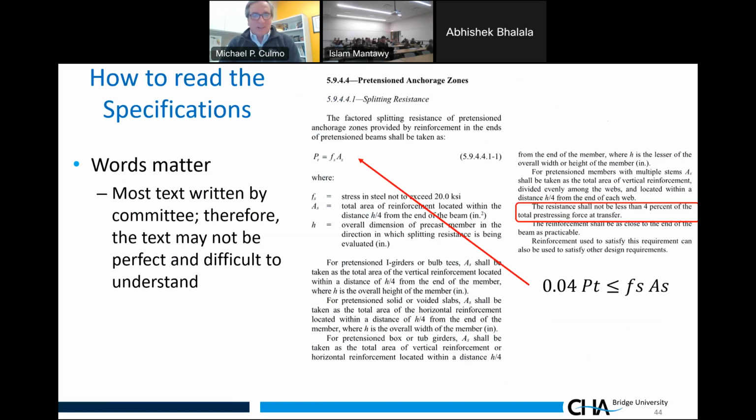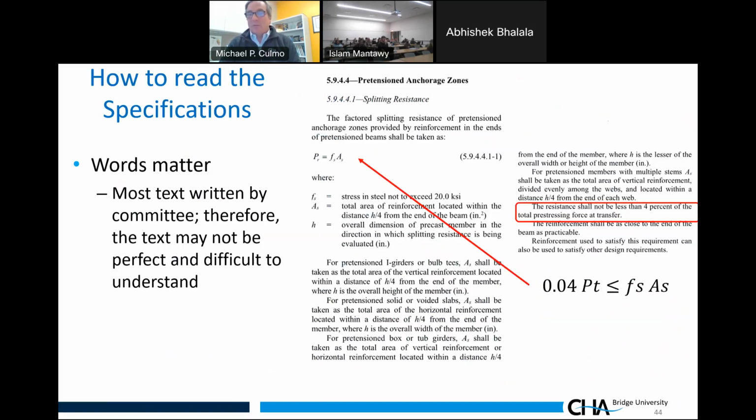You go on, you read it, it tells you f sub s is the stress in the steel not to exceed 20 ksi. A sub s is the area of reinforcement within h over 4 at the end of the beam. h is the overall depth of the precast member. So what the heck is P sub R? So I start reading the code, first paragraph, second, third, fourth, fifth, sixth paragraph. The resistance should not be less than 4% of the total pre-stress force at transfer. That's P sub R. It's a terribly written equation.